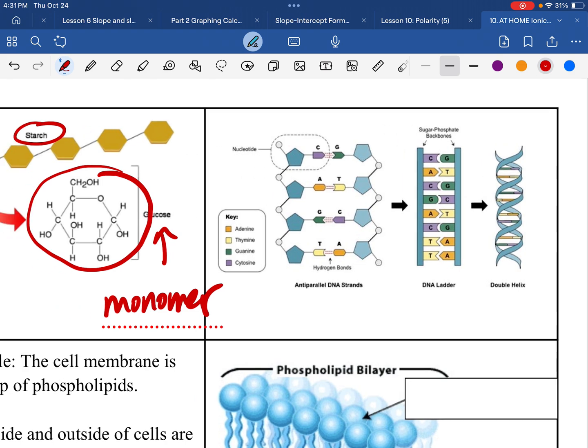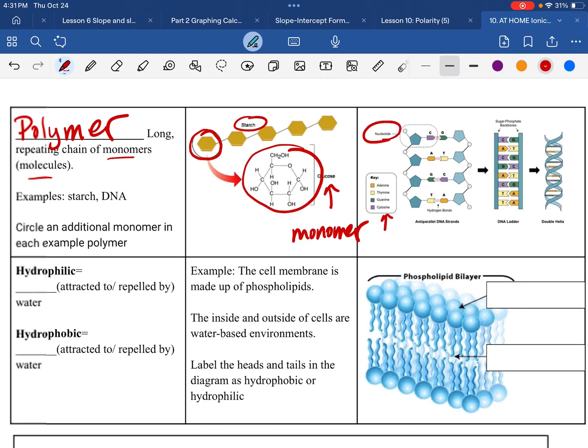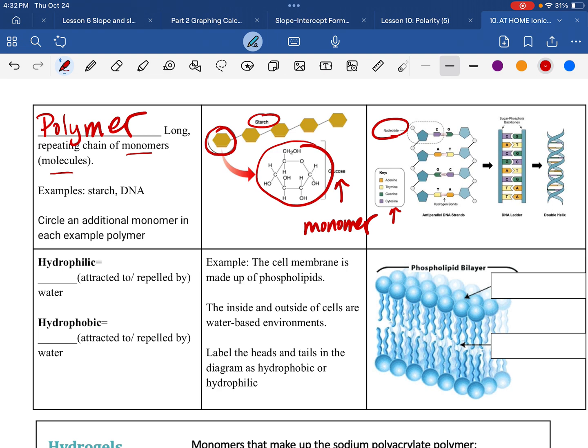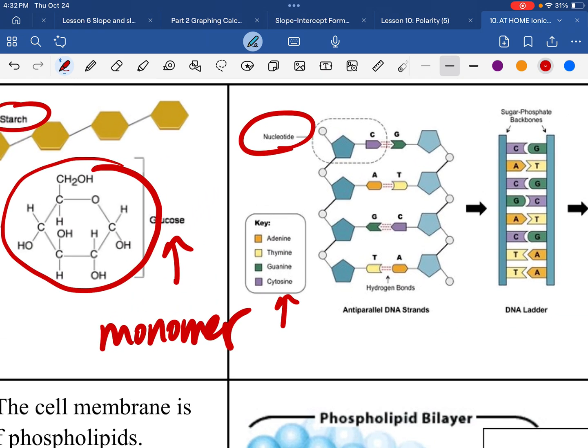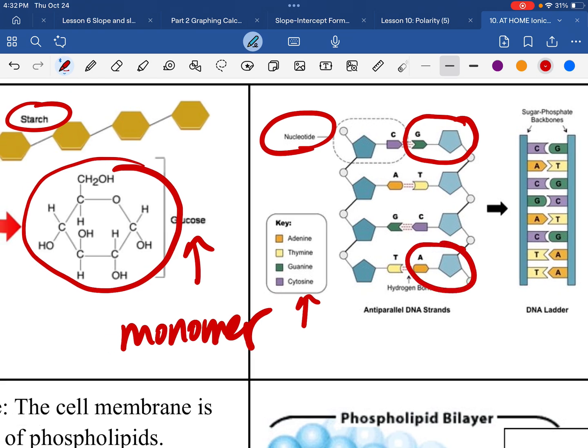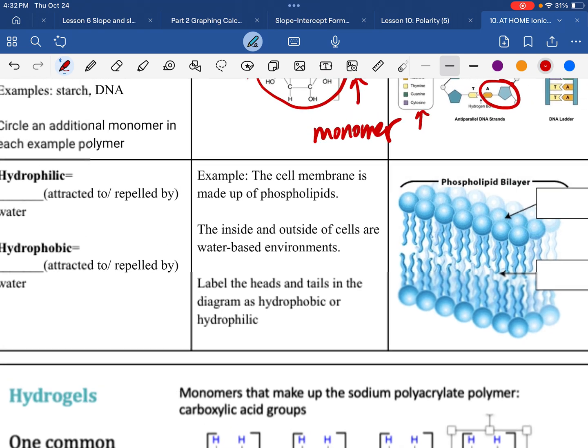DNA itself is a polymer. The polymer is DNA, and the monomers are the nucleotides. And as we just went over above, there are 4 different types of monomers: adenine, thymine, guanine, and cytosine. So DNA is also a polymer. And so we can notice additional monomers here. So here's one monomer, cytosine. We could circle another monomer, guanine. Right? Or adenine. Okay.